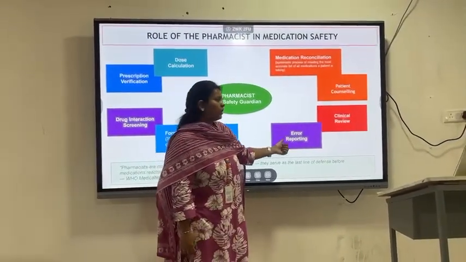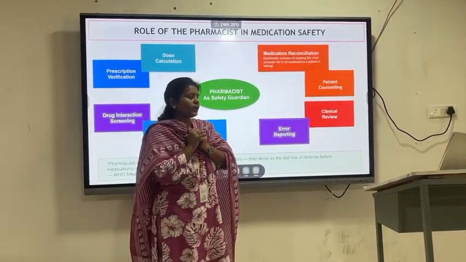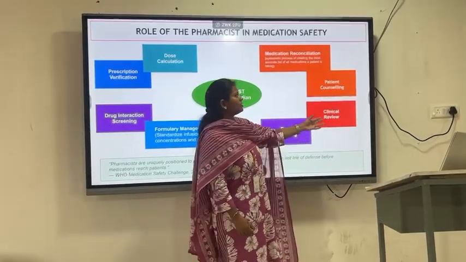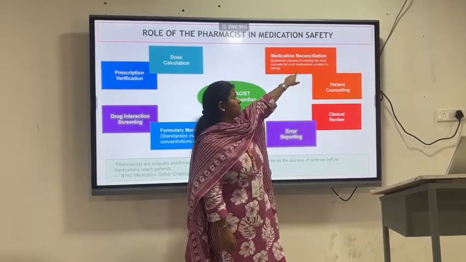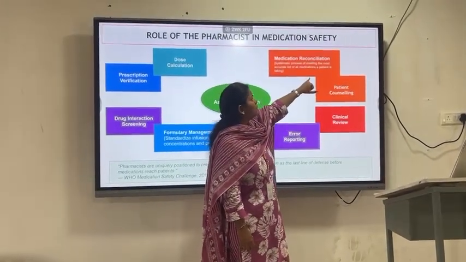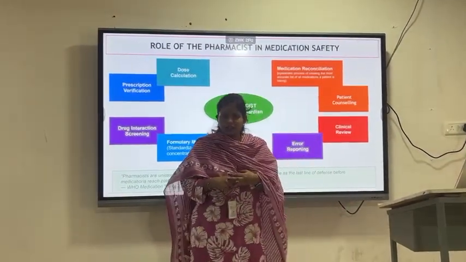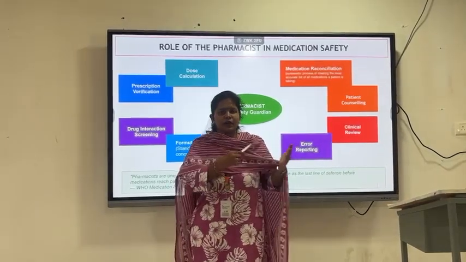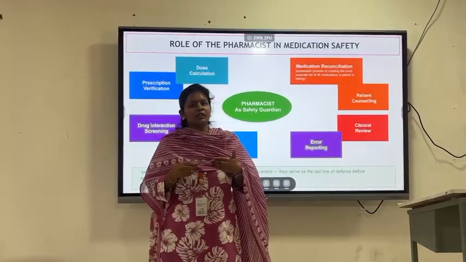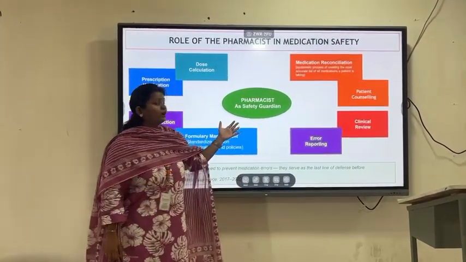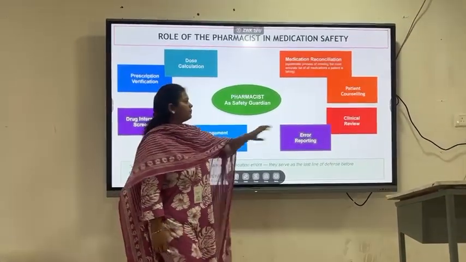Also error reporting, ADR reporting or medication error reporting, to count the percentage of errors being caused in a particular organization, clinical review of the patients, patient counseling about the drugs and their adherence, and also medication reconciliation, which is a systematic process to create the most accurate list of all the medications a patient is taking. This comes under polypharmacy conditions where different types of medications are taken by the patient, and the pharmacist will review every medication, their interactions, and their uses for the particular condition. In this way, the pharmacist is involved in every part of the organization to prevent medication errors.